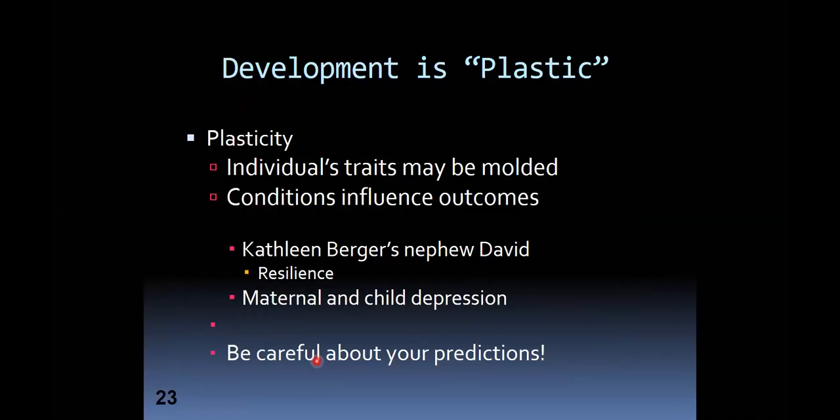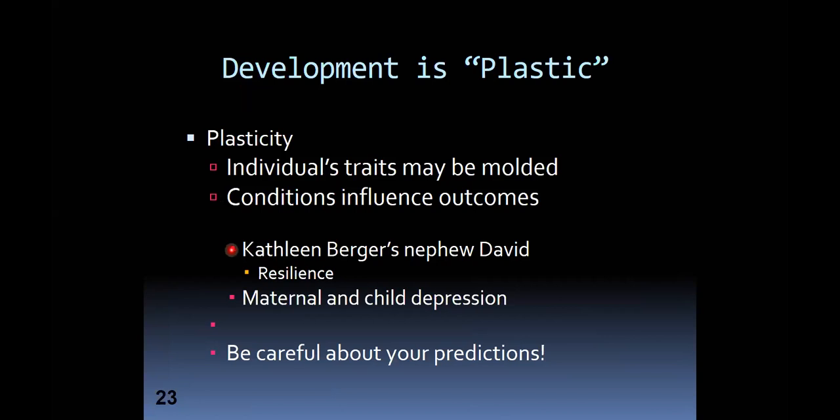Now, the last on our list of characteristics is that development is plastic. And so what do they mean by that? Well, something that's plastic, it sort of has a shape, but it can be molded. And so plasticity is the idea that a person's traits may be molded by their experiences, that conditions can influence the outcome, and that as conditions change, so can the outcome.